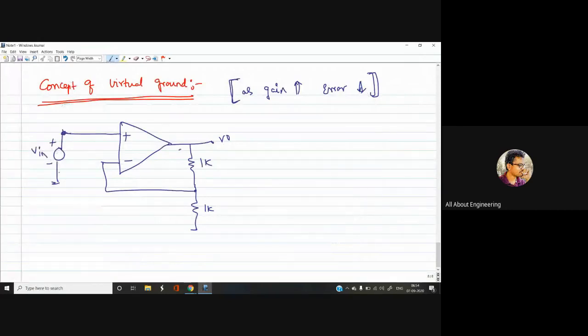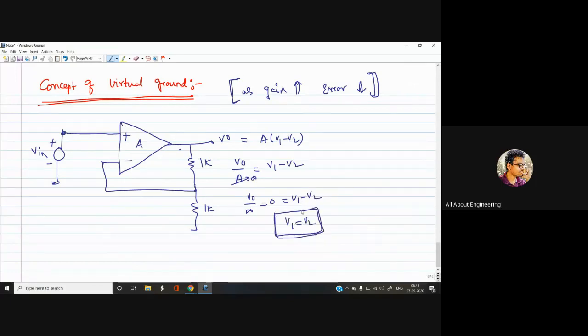So now the gain of this op amp is A, which is very, very large. If you write the output equation, that would be gain times of V1 minus V2. So we can write V output by gain equal to V1 minus V2. As this gain tends to infinite, V output by infinite equal to 0, which is equal to V1 minus V2. So V1 equal to V2. So this is called the concept of virtual ground.